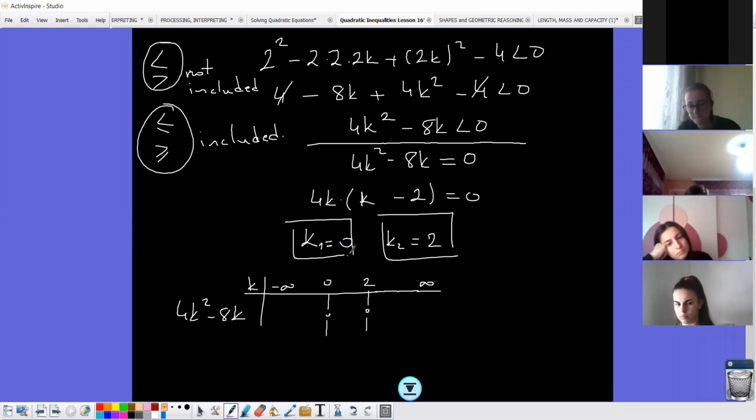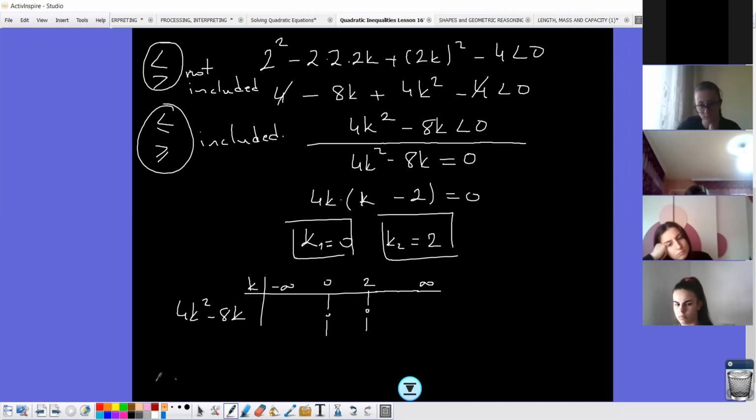So these points that we are finding here are the values that make this expression 0. If there is no equality here, it means that we don't have to take these values as solution, because they make it 0, but we are looking for the values that will be less than 0. If it was less than or equal to 0, then we would take these values. So here it is empty.